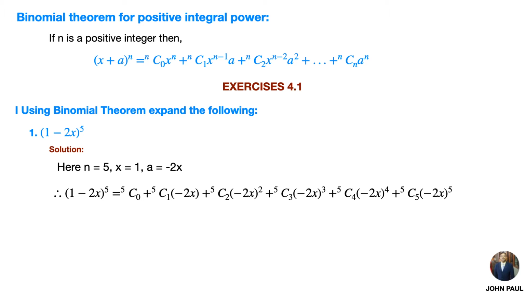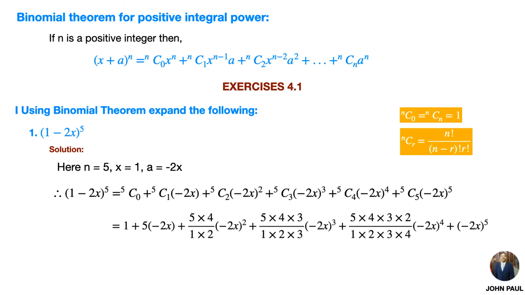Substitute this n, x and a value in the binomial theorem. (1 - 2x)^n equals 5C0, instead of n we are substituting 5, plus 5C1, 1^(5-1), 1 power any number is 1, so I have not shown it here, (-2x), plus 5C2 (-2x)^2 plus 5C3 (-2x)^3 plus 5C4 (-2x)^4 plus 5C5 (-2x)^5. We know that nC0 and nCn equal 1, and the nCr formula is n factorial by (n - r) factorial into r factorial. This is the formula.